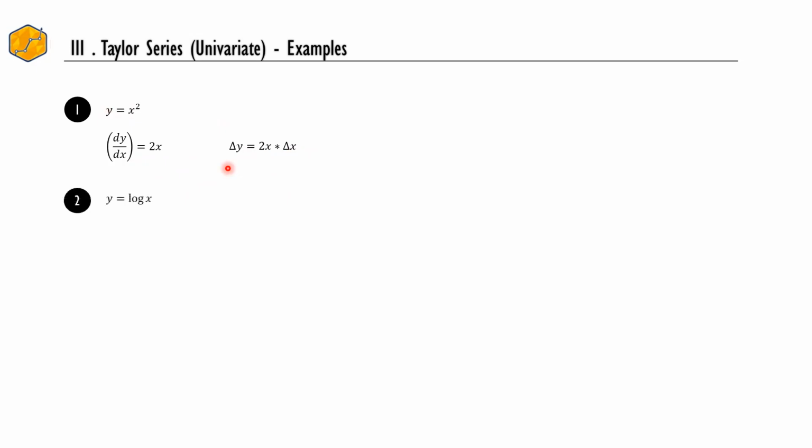All right. Next example, y equal to log x. Derivative of y is 1 by x. If you have forgotten the derivative, it's fine. You can always go back and recall. But these are simple functions. And then we just plug in the derivative here. Delta y is 1 by x delta x. Another example, y equal to e to the power x. Derivative of y is again the same, e to the power x. And we just plug it here. So delta y is e to the power x times delta x.